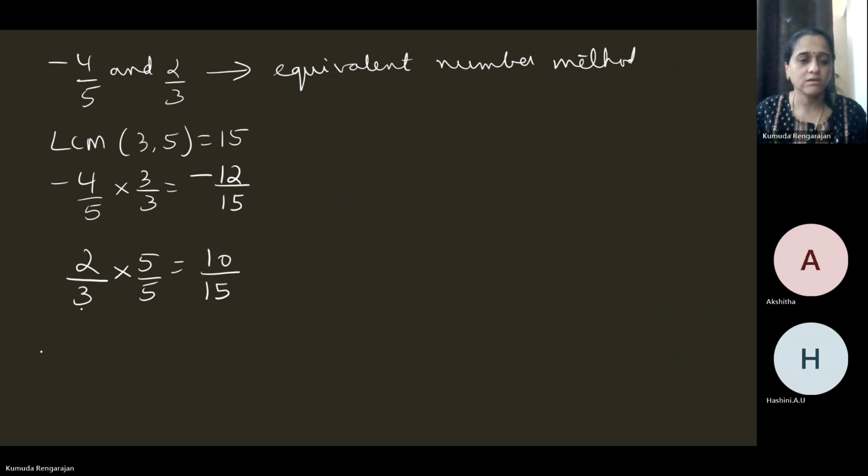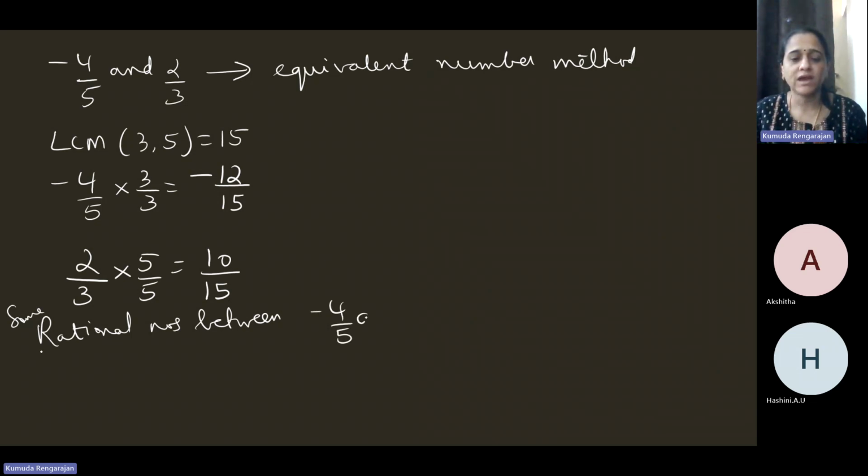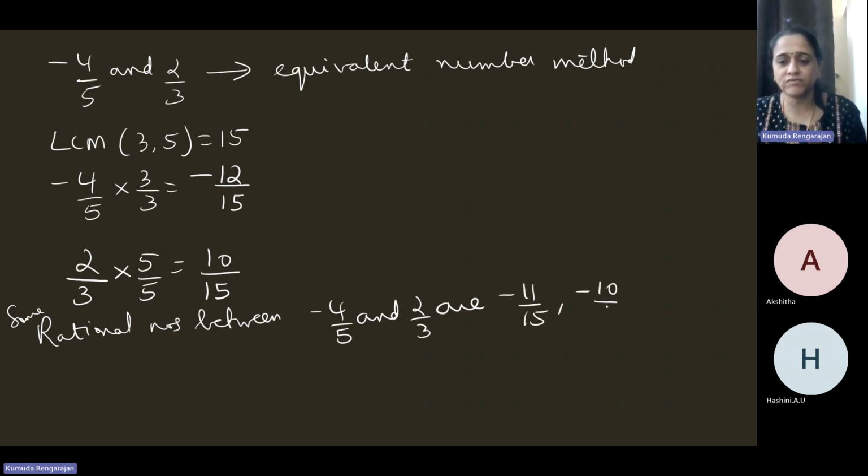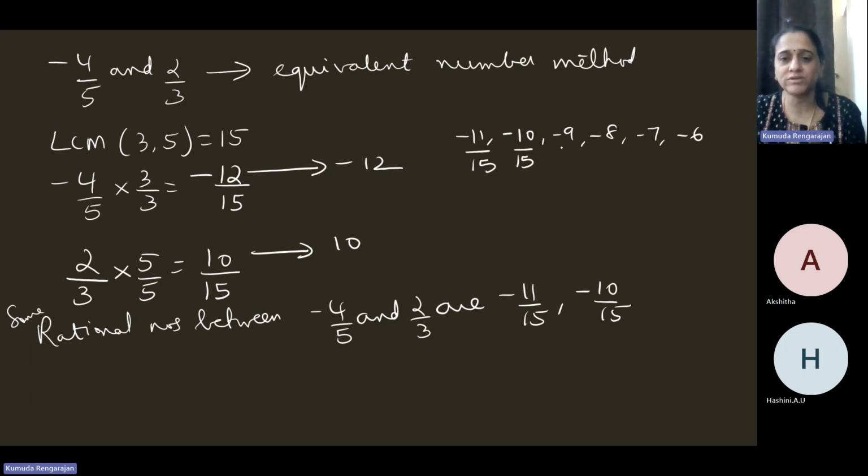Now, some rational numbers between minus 4 by 5 and 2 by 3 are minus 12 by 15 and 10 by 15. What's the numerator here? Minus 12. What's the numerator here? 10. What are the integers between minus 12 and 10? Minus 11, minus 10, minus 9, minus 8, minus 7, minus 6. All divided by 15 you should put, because the denominator is 15.